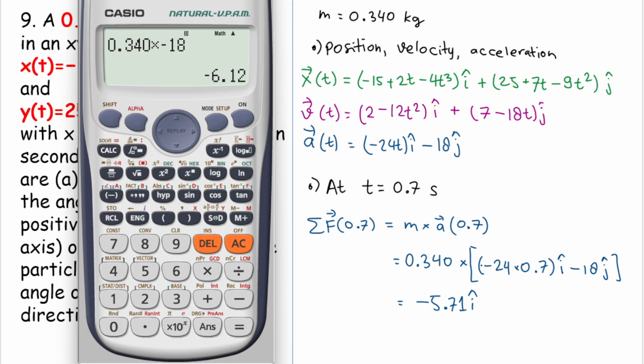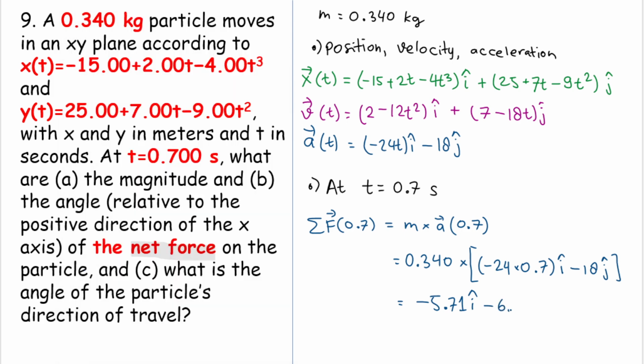Okay, so I'll have minus 6.12. Minus 6.12. Okay, and this is the net force in the unit vector notation. Good, but the question does not ask about it in the unit vector notation, but we have to find out the magnitude, okay, and then the angle. Okay, let's find that out and clean this first.